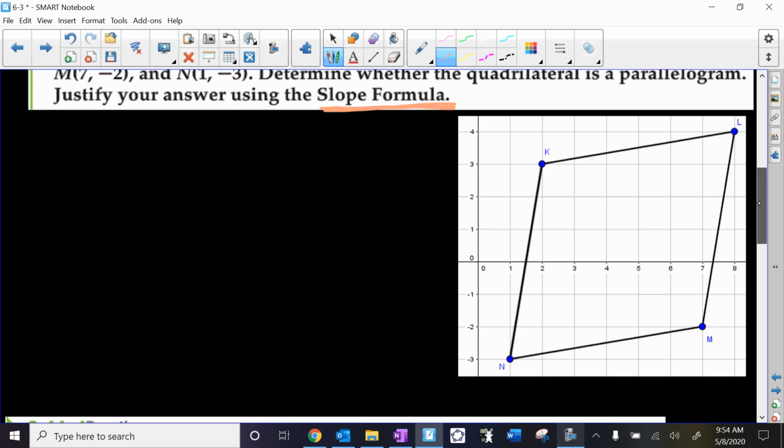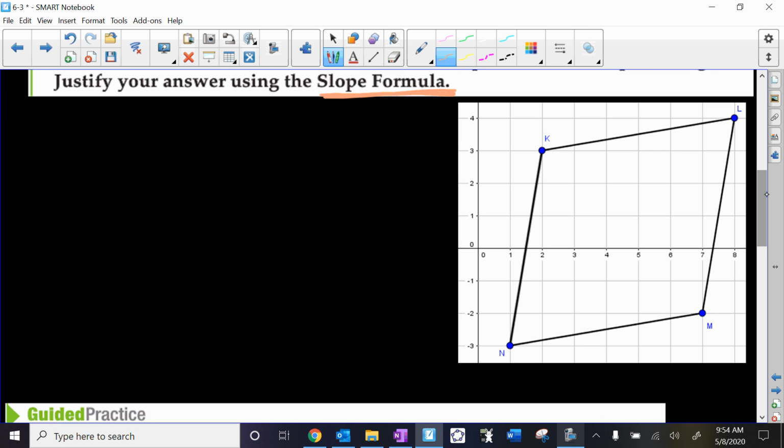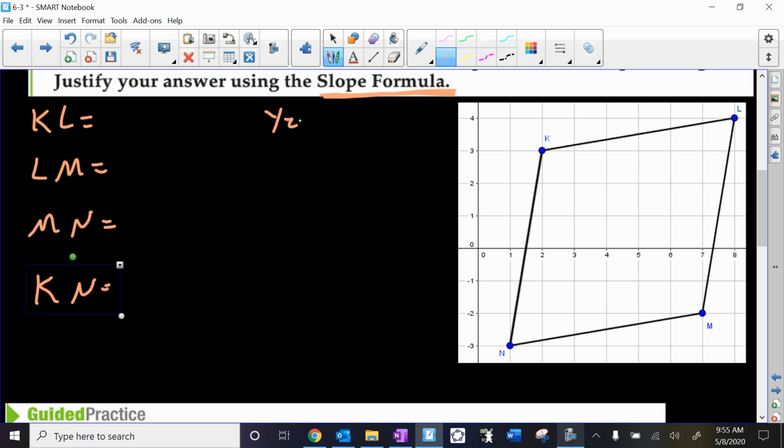All right, so we're going to find the slope of all 4 sides, which means I need to find the slope of KL, LM, MN, and KN. Your slope formula looks like this, y2 minus y1 over x2 minus x1. I'll do one slope, and then I'll just list out what the rest of them are.